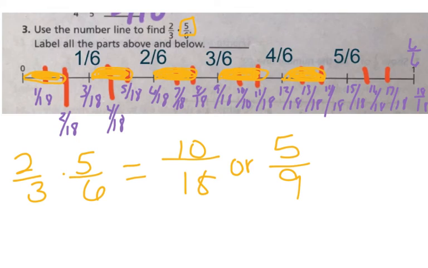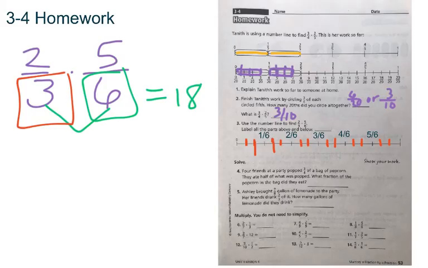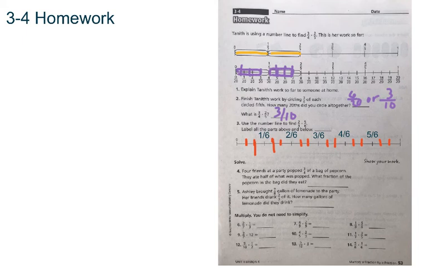And number 4, we're going to go ahead and go back to the page where you can read them. Number 4 reads, 4 friends at a party popped 3/4 of a bag of popcorn. They ate half of what was popped. What fraction of the popcorn in the bag did they eat?